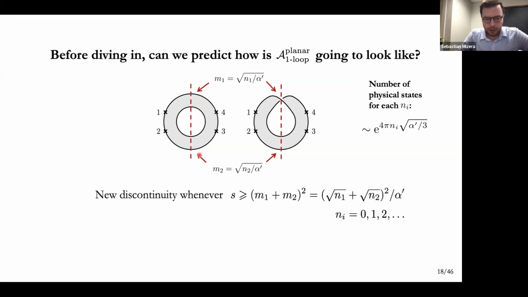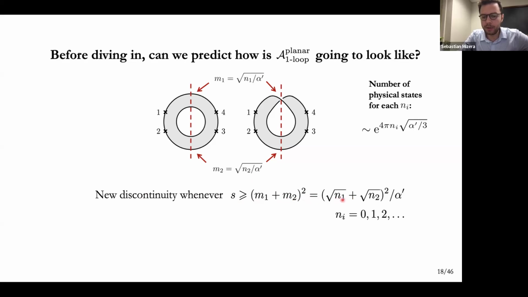But more practically, what this analysis here tells you is that there's supposed to be a discontinuity whenever the energy S is enough to be able to produce these two states, M1 with mass M1 and M2. Okay, so whenever we cross a threshold looking like this, then we should have a discontinuity in our amplitude.